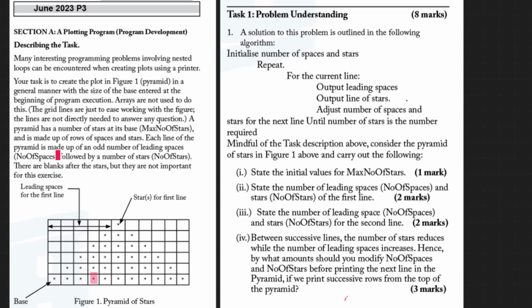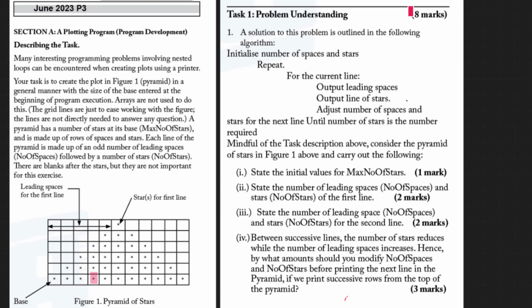Each line of the pyramid is made up of leading spaces. You have 1, 2, 3, 4, 5 leading spaces for the first line. There are blanks after the stars, but they are not important for this exercise. We ignore them. Here is the base of the pyramid. This is the star of the first line.